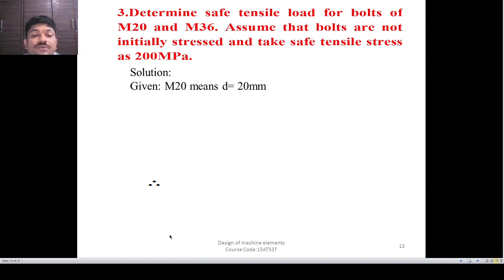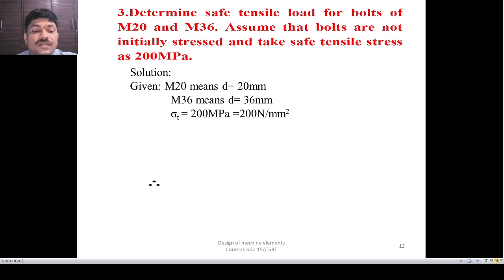So given that M20 is d equal to 20 mm, M36 is d equal to 36 mm, and the tensile stress is 200 MPa, as given. We already know that we have to find the tensile load. Considering case number 1, that is for M20, assuming coarse thread, no value means it is understood to be coarse thread.